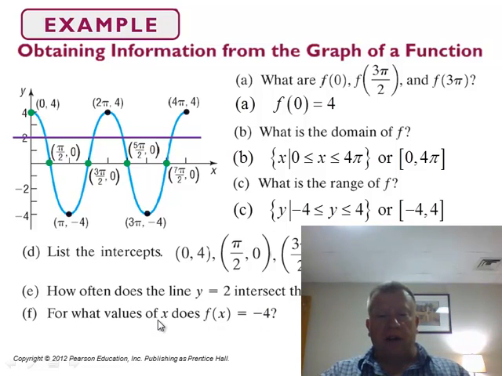For what values of x does f of x equal -4? Well, I see f is equal to -4 right there and right there. So pi and 3 pi over 2. Pi and 3 pi. Did I say 3 pi over 2? I meant 3 pi. So pi and 3 pi.